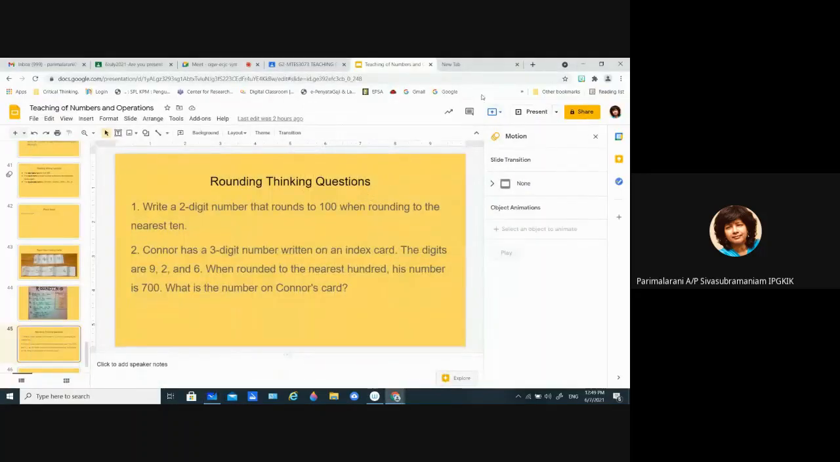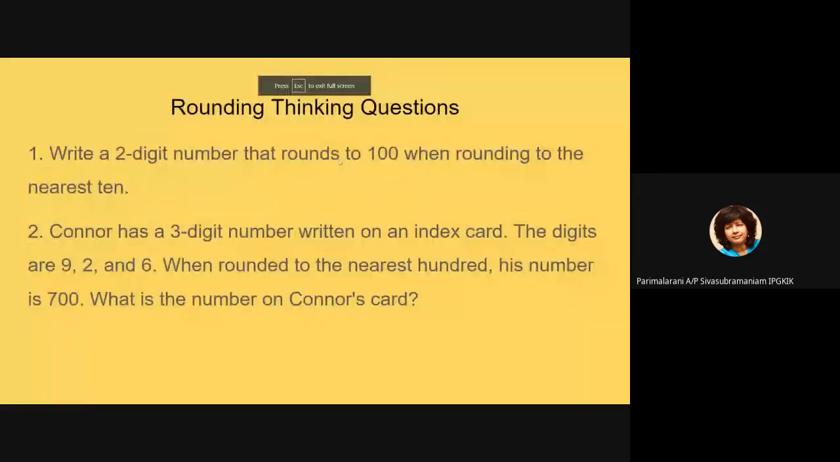Okay, so this is the last slide, I think. Rounding thinking questions. These are other activities that you can do when you're teaching rounding. These are puzzles. You can ask them to write a 2-digit number that rounds to 100 when rounding to the nearest 10. Number 1, what's your answer? 97. 97, okay. Any other answer? 99. 99, correct.